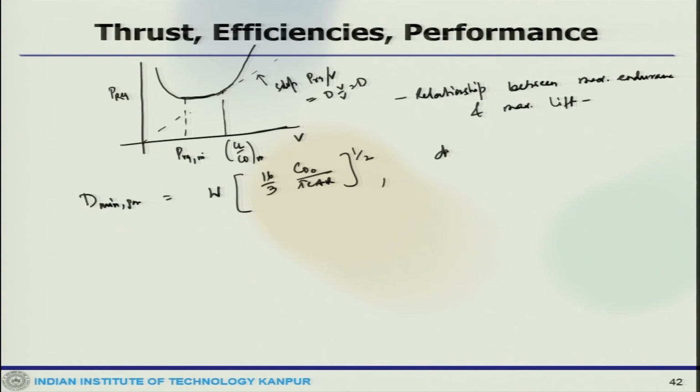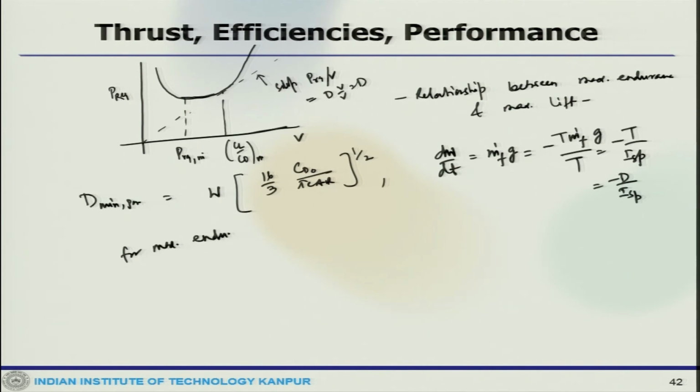into dW by dt, which is m dot F into g, that is minus T m dot F g by T, that is minus T by specific impulse, which is minus D by Isp. So, it is such that for maximum endurance what we get, dW by dt is minus W by Isp into 16 by 3 CD naught by pi e AR to the power half.